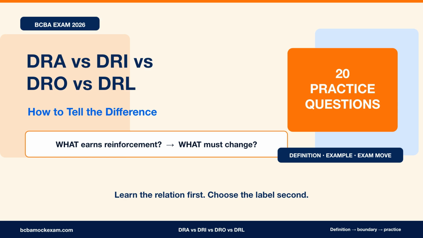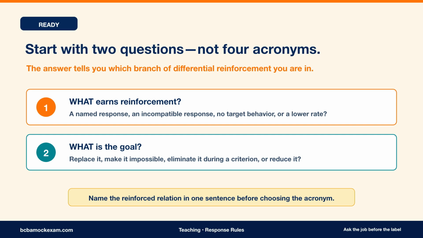For now, listen for what earns reinforcement. Before choosing an acronym, ask 2 questions. What earns reinforcement? A named response, an incompatible response, target absence, or a lower rate? And what should change? The response, its physical possibility, its occurrence during a criterion, or its frequency? Those answers usually identify the correct branch.